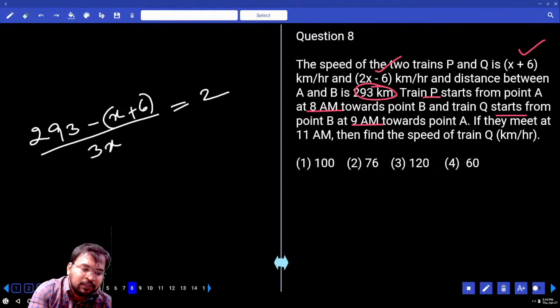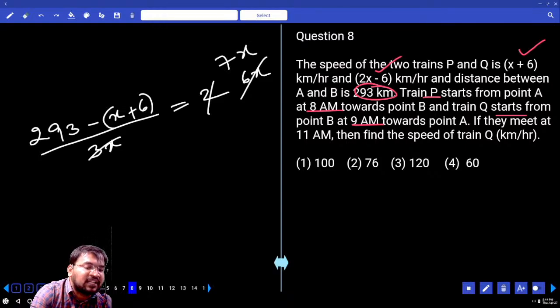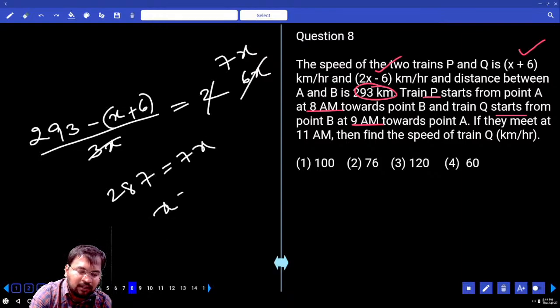Now see here. 3x times 2, 6x. All of it clear? This is minus x. Minus x comes to this side. Plus x, 7x. 293 minus 6, 287. That is equal to 7x. Then x is equal to 40.